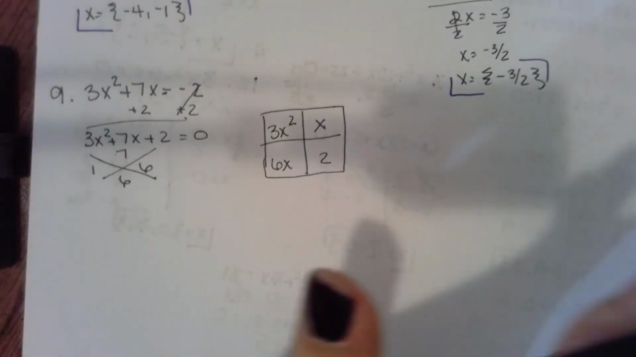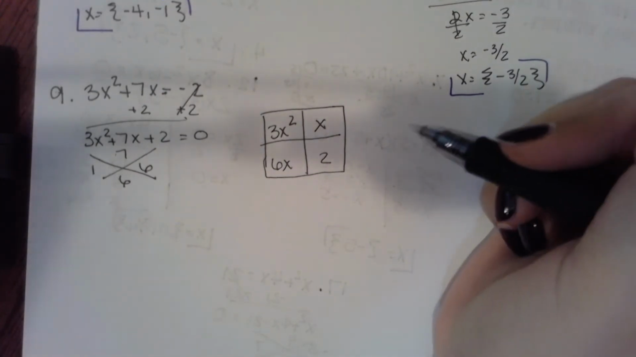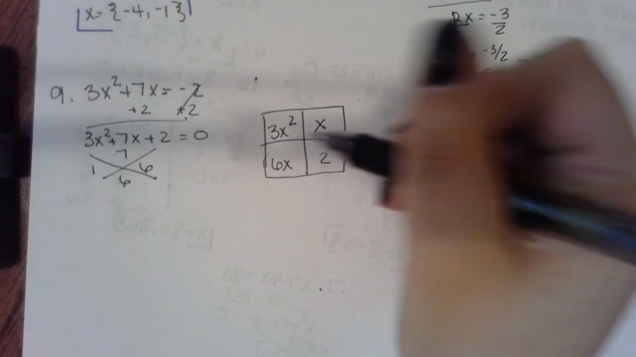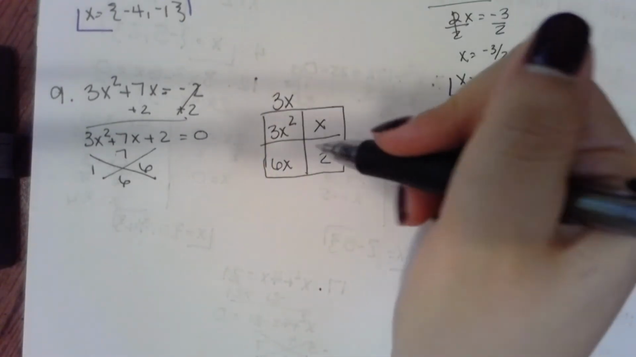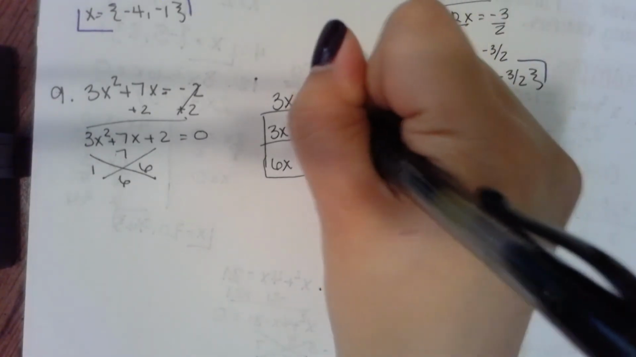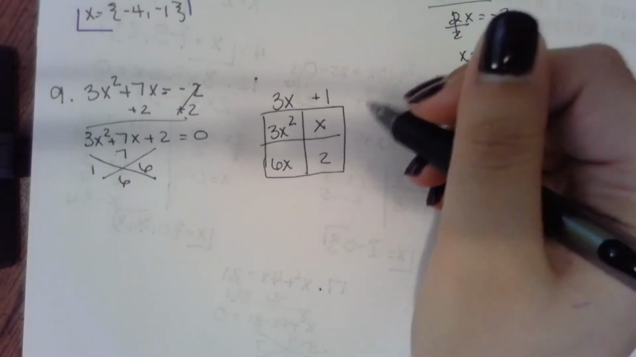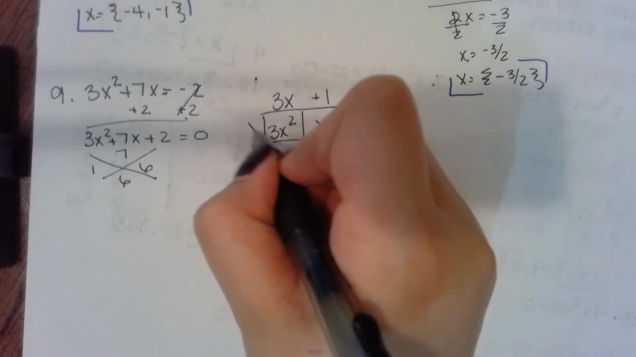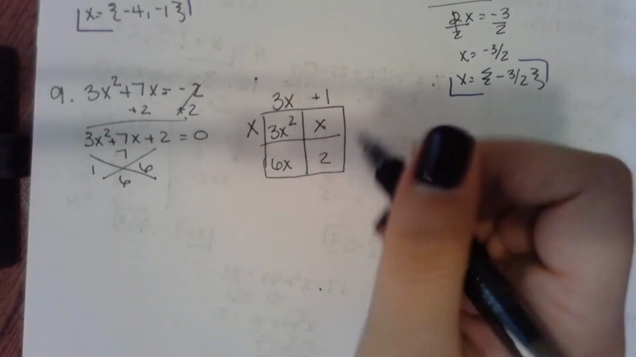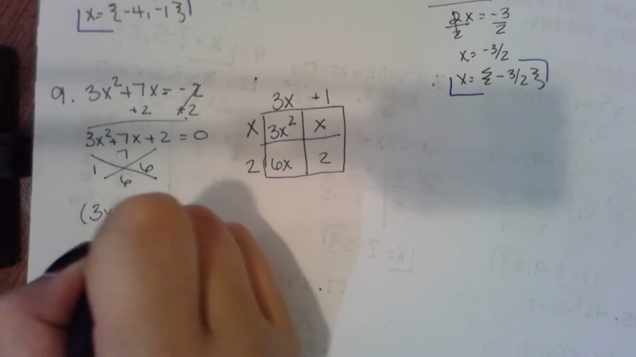Alright, 3x squared and 6x. The only thing they have in common is 3x. X and 2, the only thing they have in common is a positive 1. And that's possible, guys. Remember, some of these might only have 1 in common. 3x squared and x will have an x. That's the greatest common factor. And 6x and 2 will have a 2. So then this will leave you with the factored form of 3x plus 1 times x plus 2.